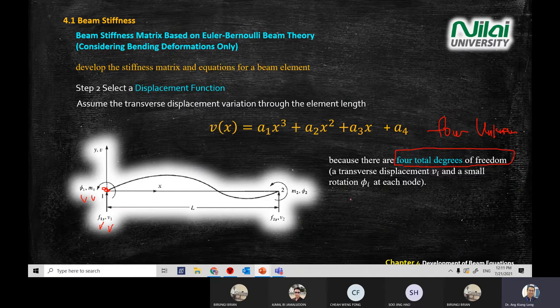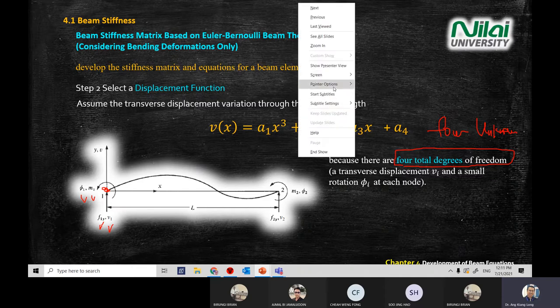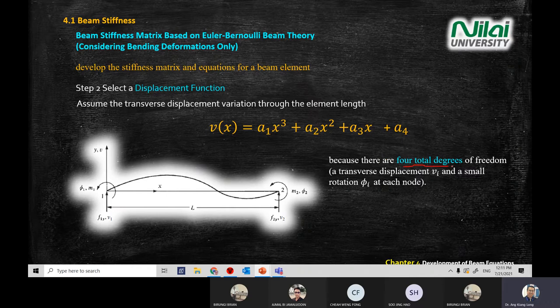4 degrees of freedom means the direction of movement. Sorry, I need to explain what 4 degrees of freedom is. It means movement. You can imagine it as movement. So you can see that V is moving up and there's a twisting rotation angle. These are the two movements that you can measure or see in the experiment or in the real case. So this is the movement.